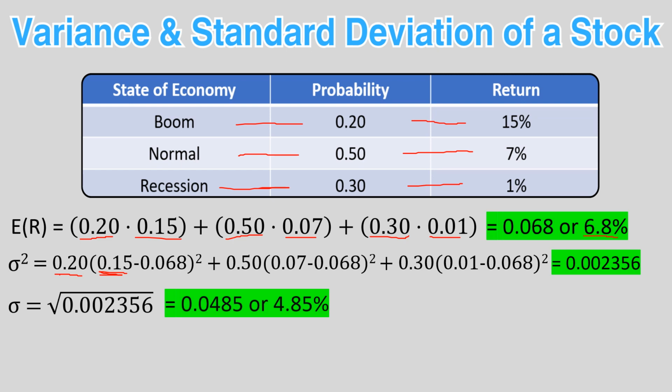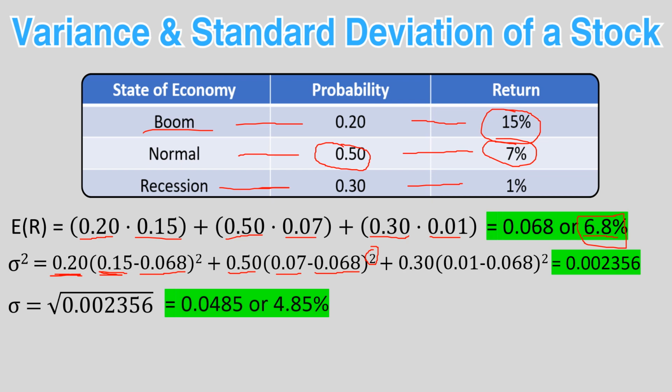So this is the 20% probability of a boom state happening. This 0.15 is the 15% return that we get in the boom state. And then we minus that by our expected return here, which the expected return of our stock is 6.8%, which in decimal form is 0.068. So that's how we get this first one, and then we obviously square it. Then we add that, we just follow the same steps, and then we move on to the normal state. So we add that to the 50% probability of a normal state occurring, and we multiply that by 0.07, which is our return in the normal state. Again, we always minus from that return our expected return of our stock, and again, we square it.